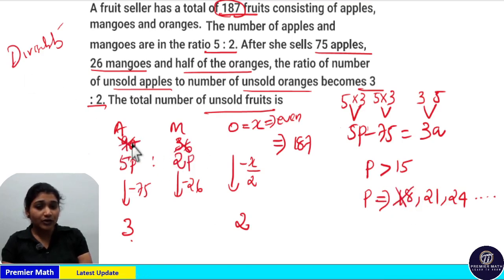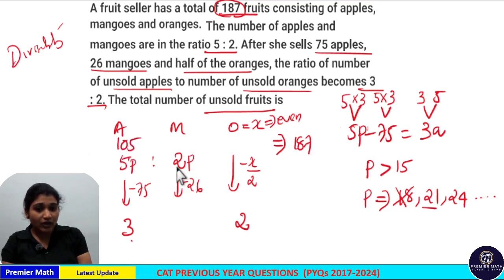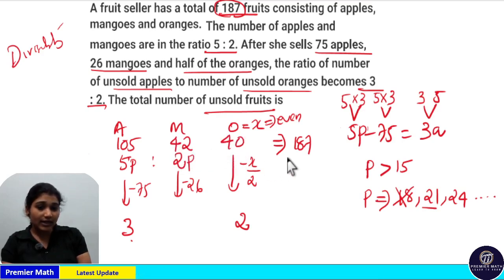So check for the next option, 21. If you take the part value as 21, 5 into 21 is 105, 2 into 21 is 42. 105 plus 42 is an odd number. Odd plus even is an odd number. Here 105 plus 42 is equal to 147. 147 plus 40 is equal to 187, which is correct. Now 40 is an even number.